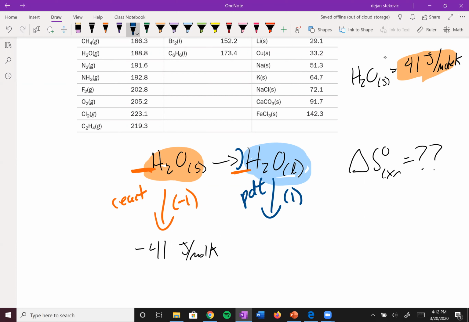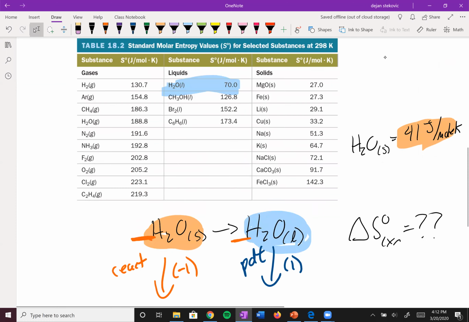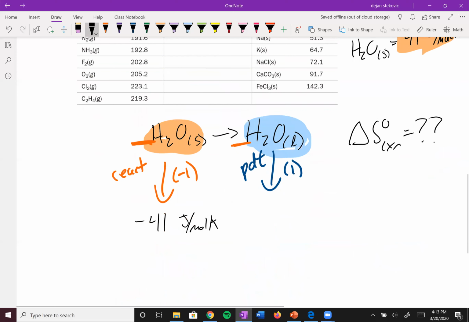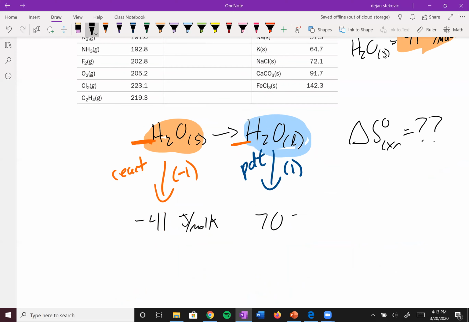This is a product over here, so we're just going to multiply this one by 1. Again, if the coefficient was a 2 or something, then we'd multiply by 2, but it's a 1, so we're just going to multiply by 1. It's a product, so we don't flip the sign or anything. You can kind of think of these as standard entropies of formation. It's technically not quite right, but it works for the most part. So liquid water is 70 joules per mole Kelvin, and then we just sum these two, and that'll give us our reaction. In this case, it's 29 joules per mole Kelvin.